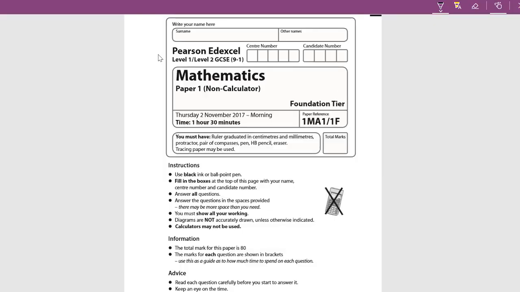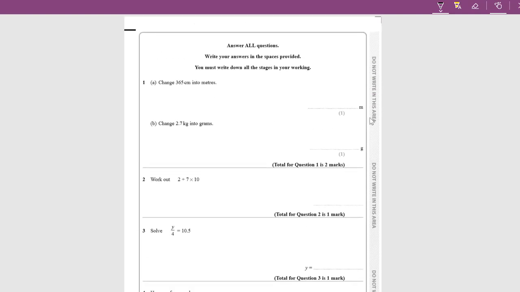Right, let's get started with the Pearson's Edexcel Mathematics Paper 1 Non-Calculator exam. It's a foundation tier paper from 2017 and it was meant to last an hour and a half. So let's start off with the first question. The first question says, change 365 centimeters into meters.